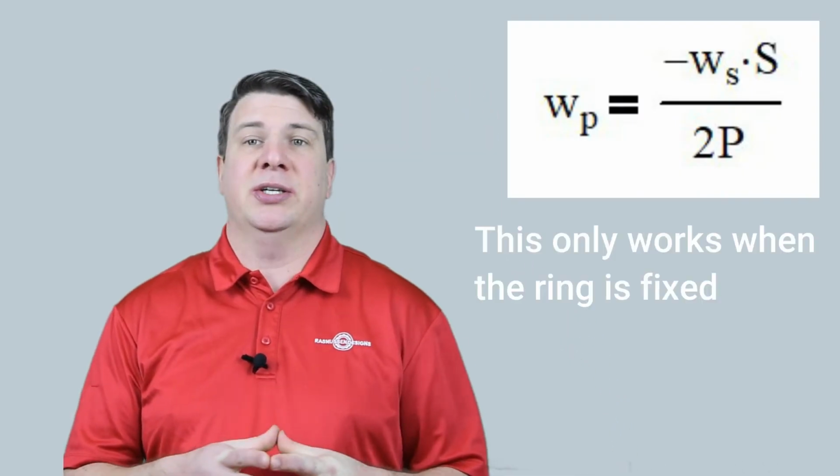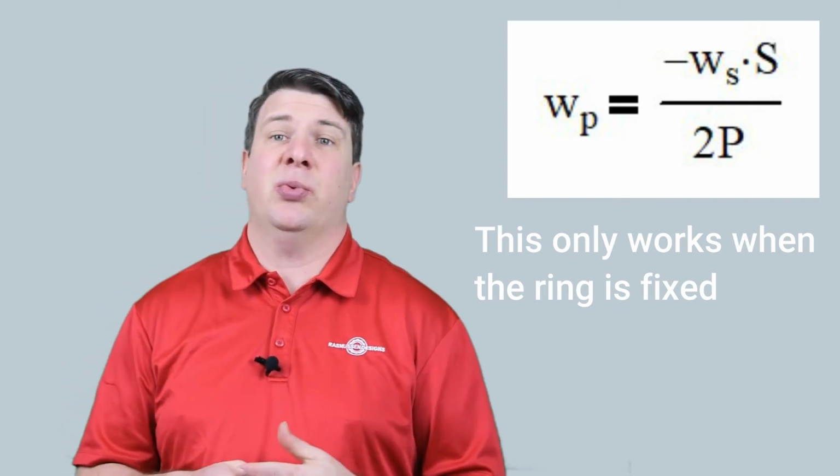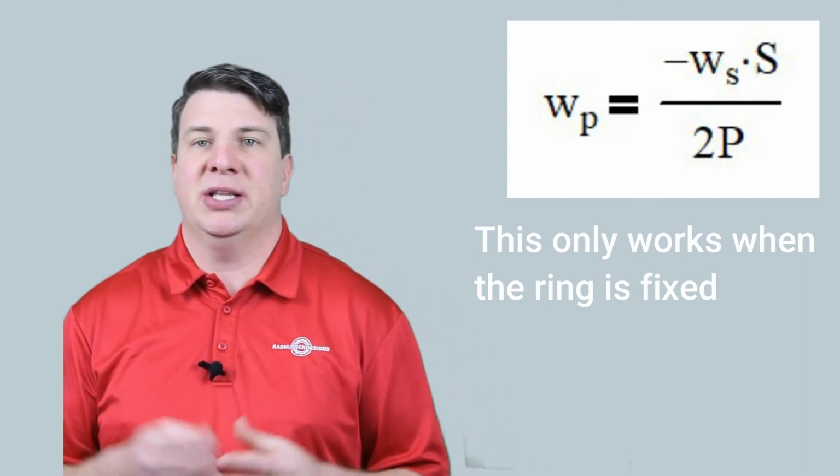So the motion of the planet is equal to the negative motion of the sun gear times the number of teeth in the sun gear divided by twice the number of teeth in the planet. So if we input 160 RPMs on the sun, this will actually give us a ratio of negative 240 RPMs on the planet. So the reason we want to put 160 RPMs in is so that we know we're successful when we get 1 RPM out.